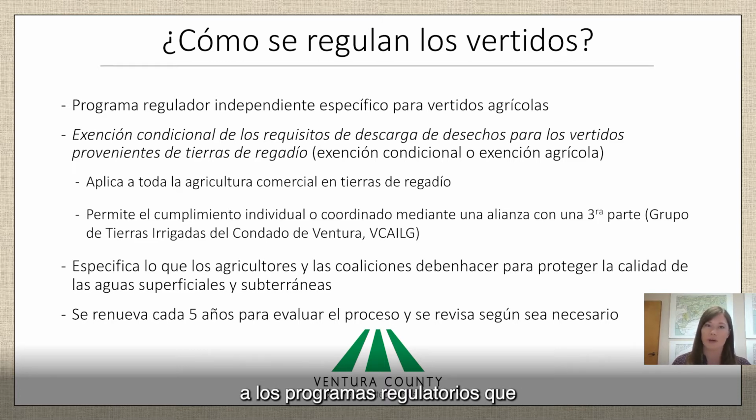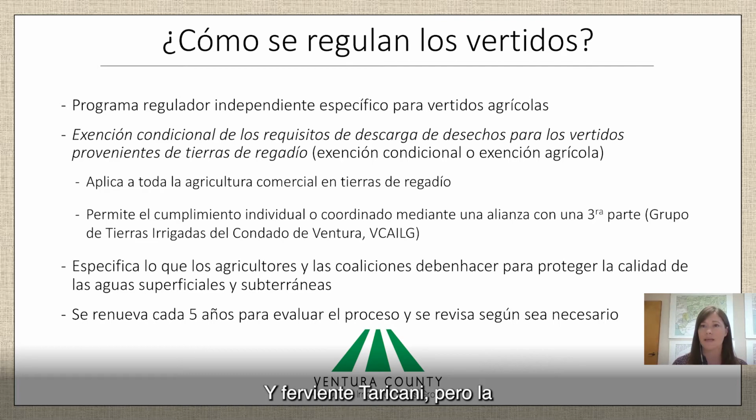And similar to regulatory programs that are implemented by the other regional water boards throughout the state, the conditional ag waiver applies to all irrigated agriculture that is sold commercially, and it allows for two paths of compliance, either as an individual, in which case everything that I talk about from this point forward would be handled by the individual landowner or grower themselves, or the landowner or grower can comply by joining a third-party coalition that assists with compliance by implementing a water quality monitoring and reporting plan on those enrolled grower or landowner's behalf.